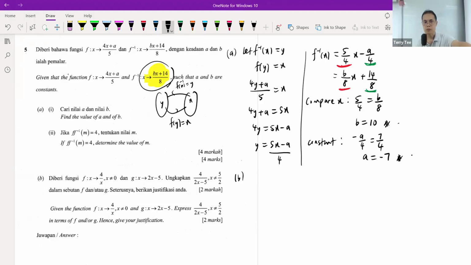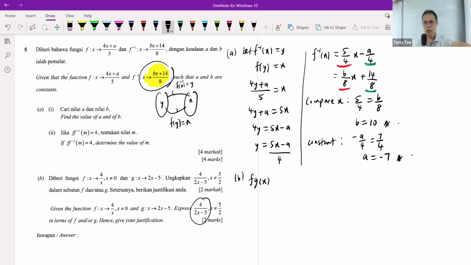Okay, for part B, you're given functions f(x) and g(x). You're supposed to express this in terms of f and g. Actually, there are two ways here. One is by trial and error, another is working backwards. For some of you, at one look you can tell the answer, it's fg(x). Some people not sure, they're going to do gf(x). It's okay, you can just try it out. So let me write the first method, trial and error.